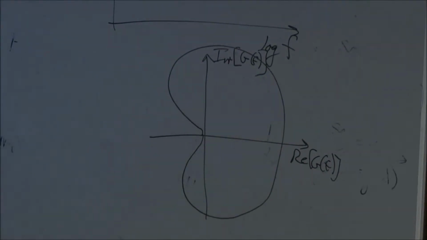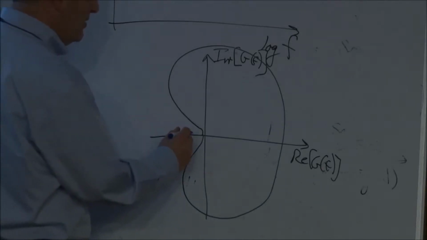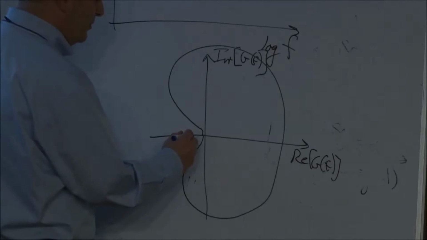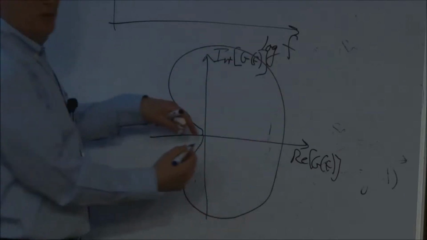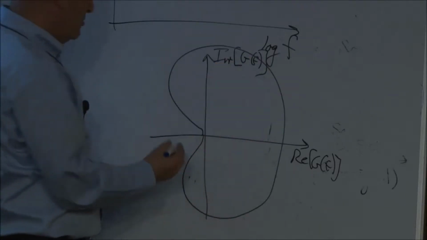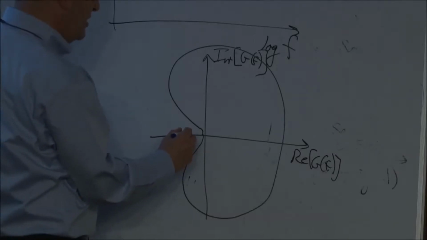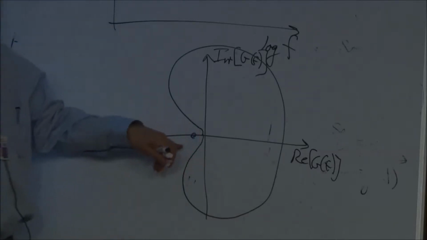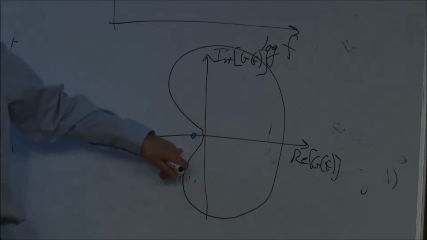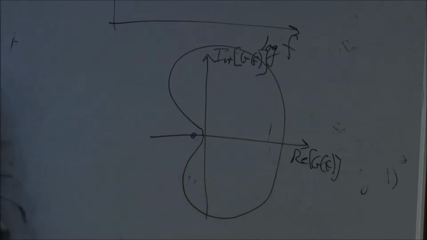And then the stability test is to ask whether in the complex plane this complete locus of G at all values of frequency does or does not encircle the point at minus 1, 0. If it encircles it, don't build that servo. It will be unstable. If it doesn't encircle it, you're okay.